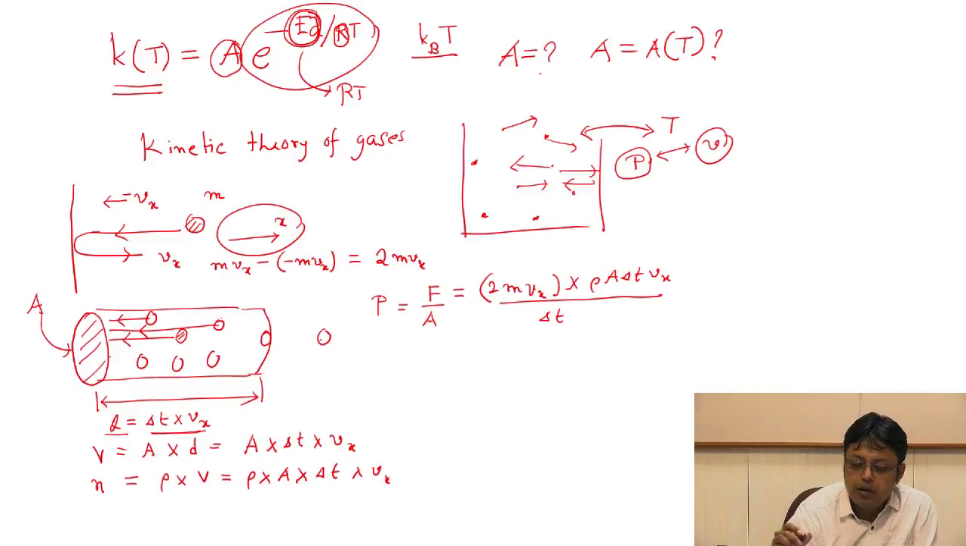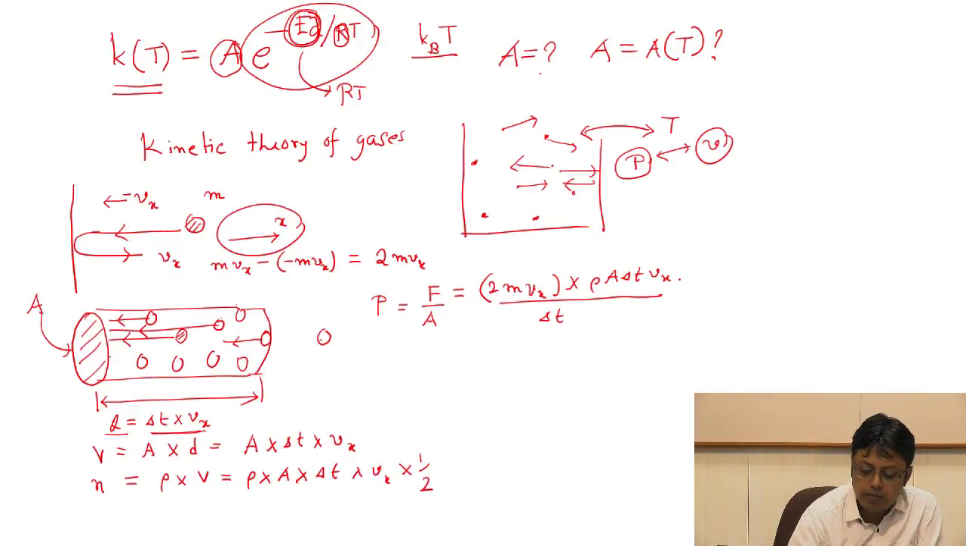Now in this calculation, we assumed that all the molecules within this cylindrical volume are moving towards the left, but molecules have equal probability of moving towards the left or right. So we have overcounted the number of molecules, and when we calculate it, we have to multiply by another factor of half here.